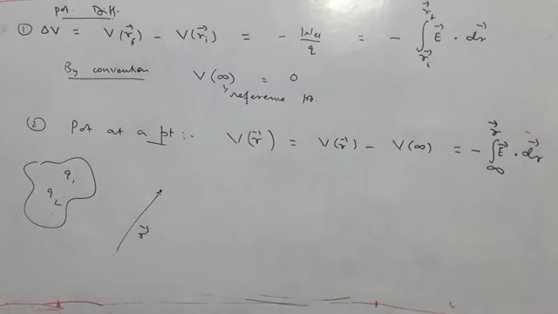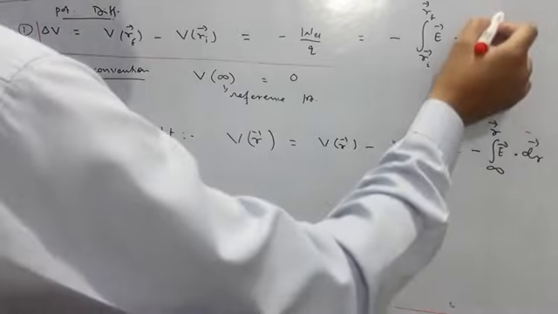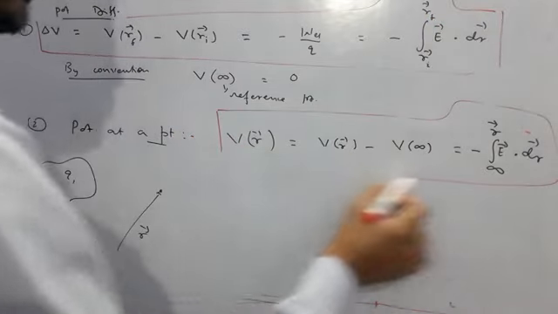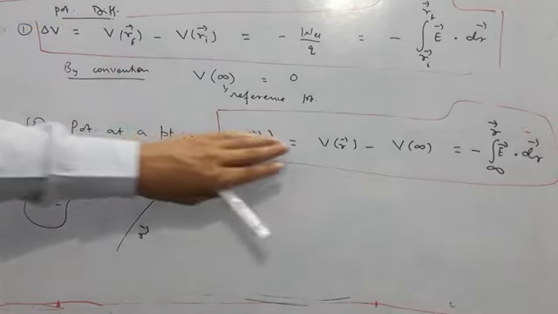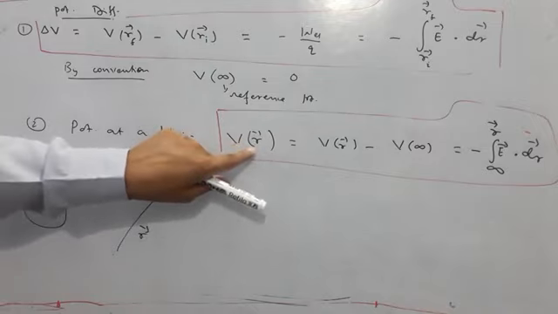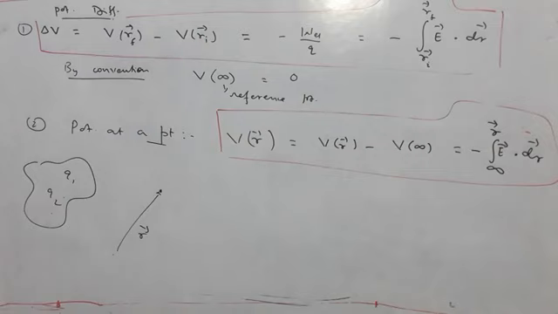Now these two equations form the basic concept in this particular chapter. This is the first equation and this is the second equation. This equation defines potential difference between 2 points. This is also a part of this equation only. Here we are defining potential at a point assuming potential at infinity to be 0. Using these concepts, let us first try to find potential due to a point charge.